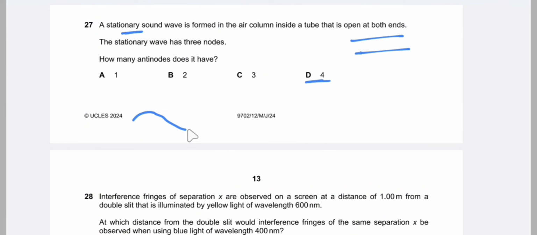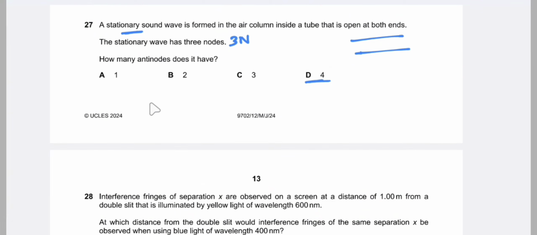Let's suppose if we draw a wave, this is the baseline, and the points with 0 displacement are the nodes. That is, this is one node, this is one node, this is one node. And the antinodes are the points that have maximum displacement. This is an antinode, this is an antinode, and this is an antinode. Now, for the open end, 3 nodes are produced. So, how many antinodes does it have? So, we need to find the number of antinodes.